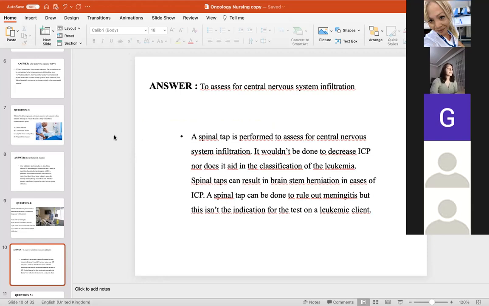A spinal tap is performed to assess for central nervous system infiltration. It wouldn't be done to decrease ICP, nor does it aid in the classification of the leukemia. Spinal taps can result in brainstem herniation in cases of increased ICP. A spinal tap can be done to rule out meningitis, but this isn't the indication for the test on a leukemic client.